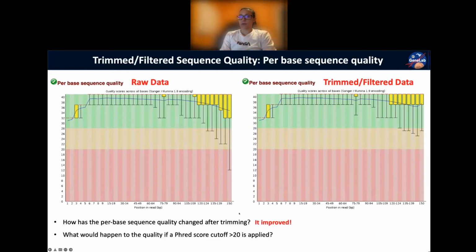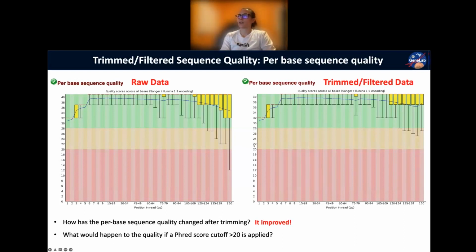So yeah, it improved. What would happen to the quality if you used a more stringent Phred score cutoff, something higher than 20, say 28? What would happen to the quality of your trimmed data? Yeah, it'd go up even more.